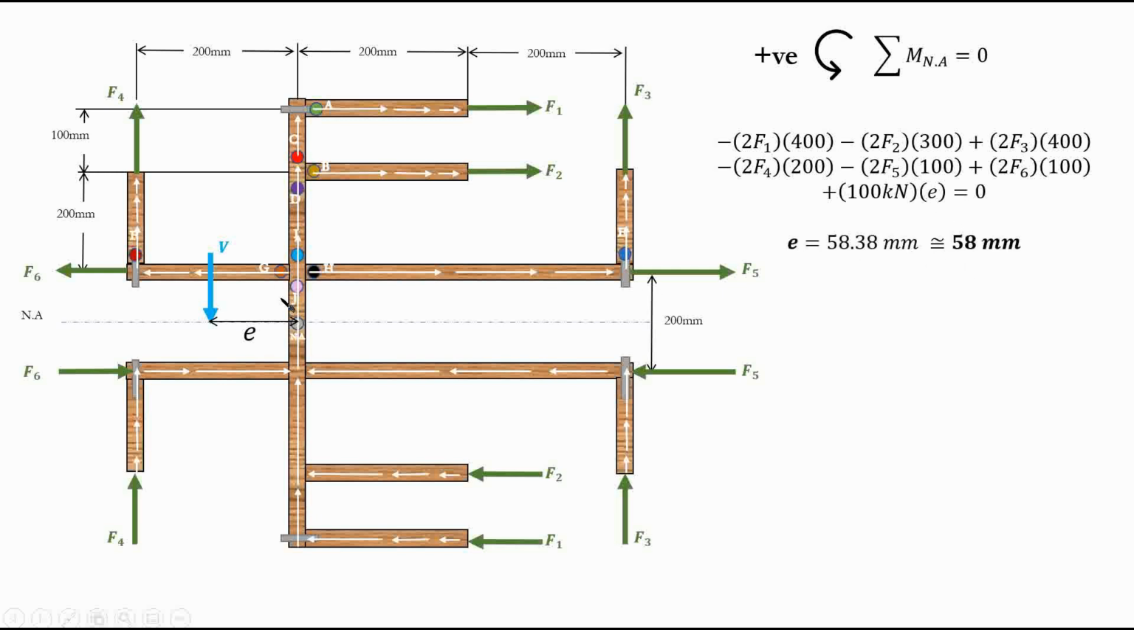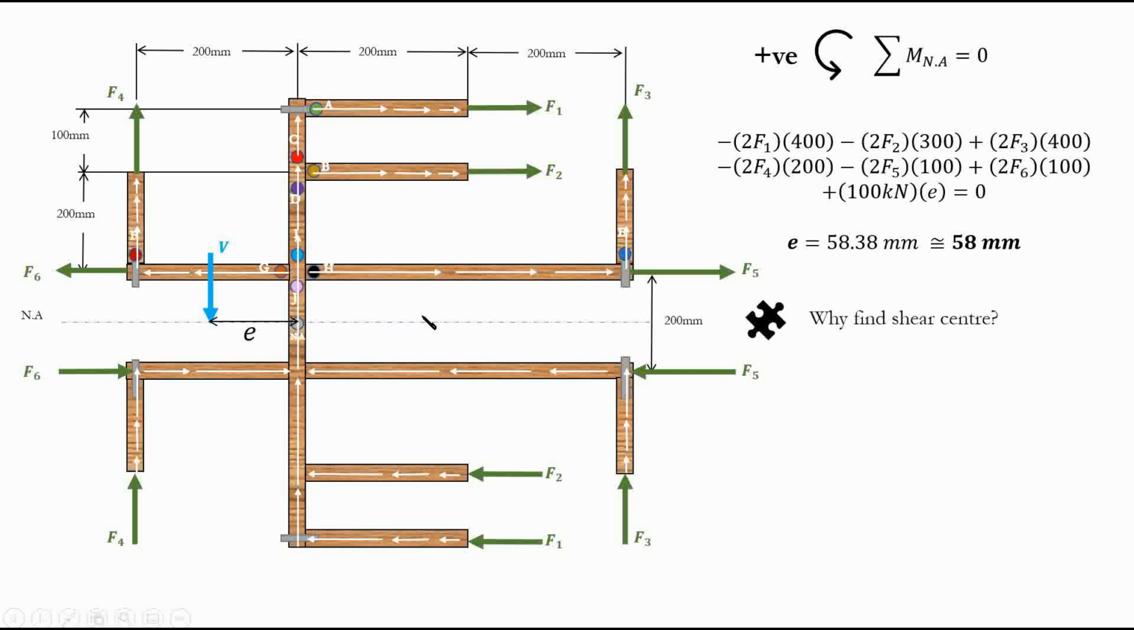This means that our assumption was correct, that the force is to the left. If we found the E value to be negative, it means that this was not here. It was here. Basically, it was like 58 millimeters to the right side, right? But the force would be applied here, okay?